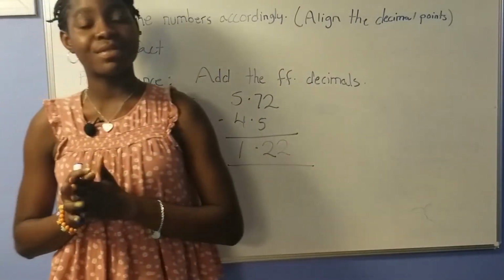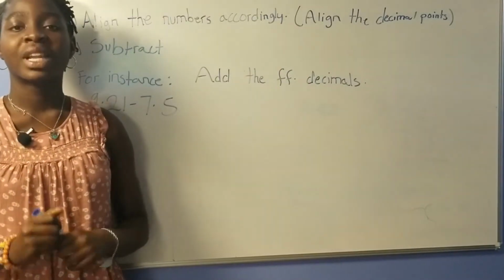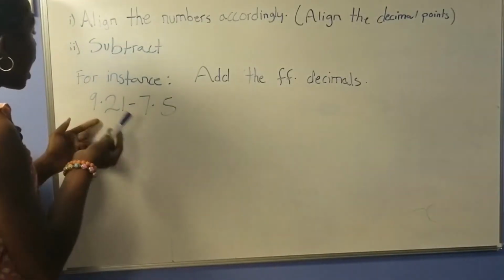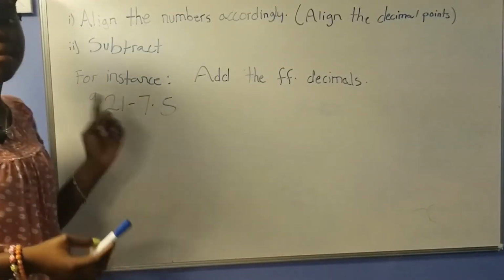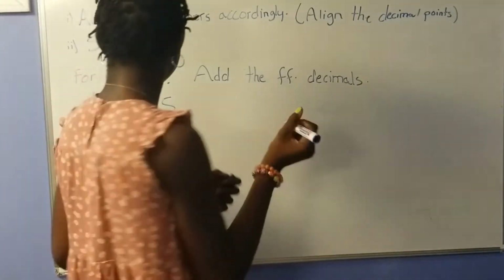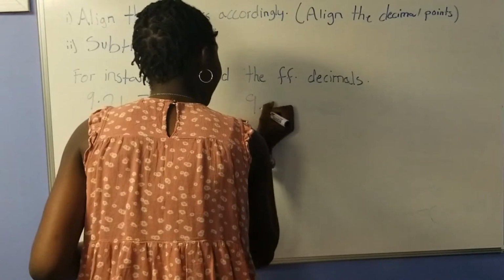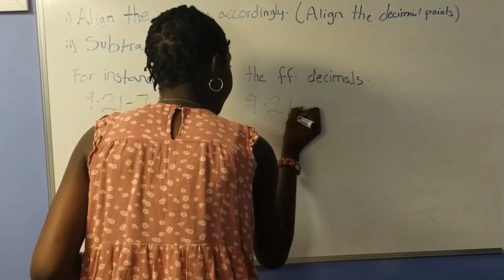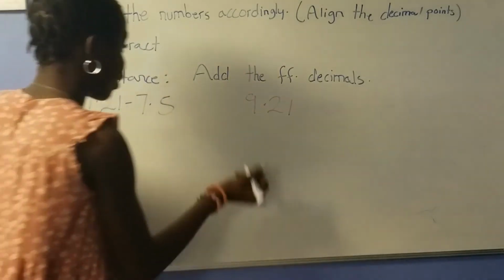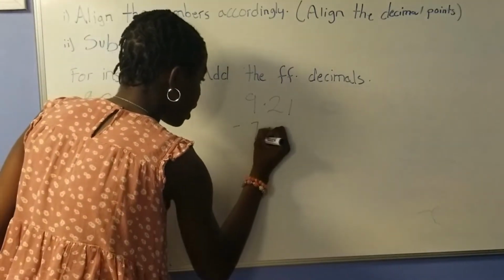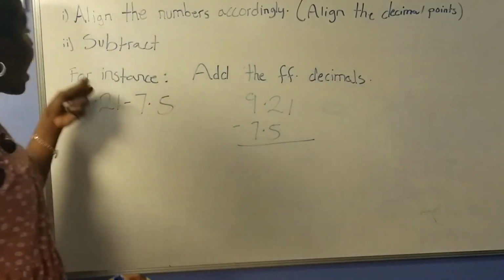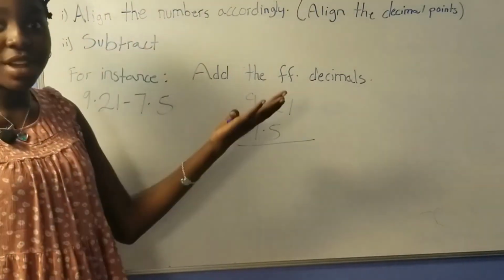So now let's move on to our second example. For this example, we have to subtract 9.21 minus 7.5. So let's get started. 9.21, as our first step said, align the decimal points. So minus 7.5. And on our next step, it says subtract.